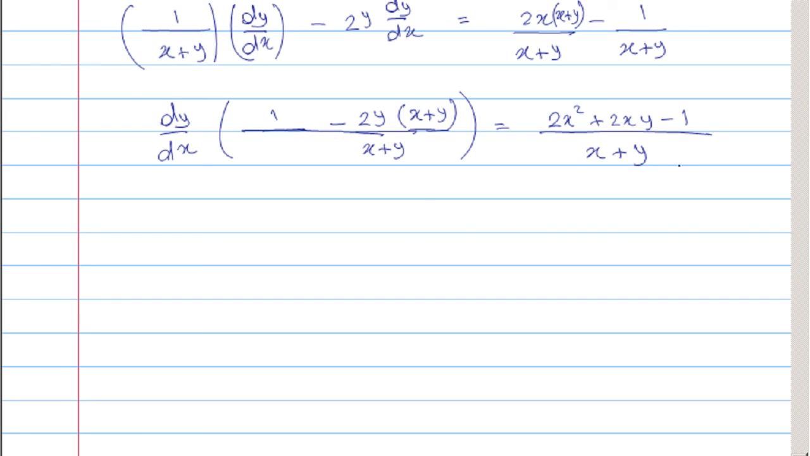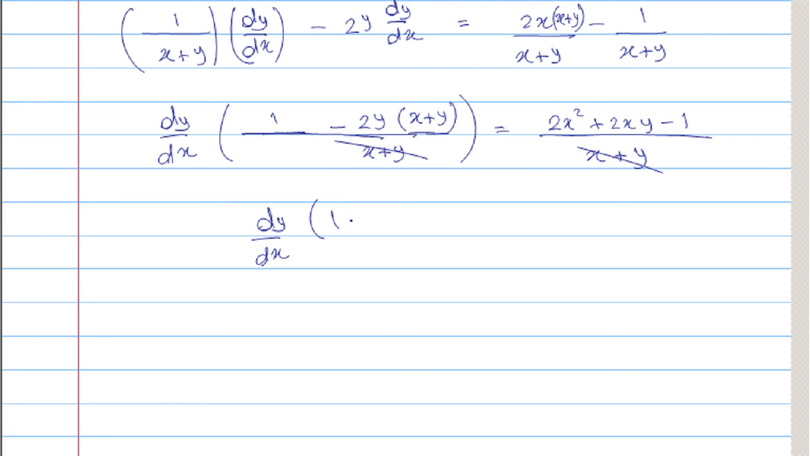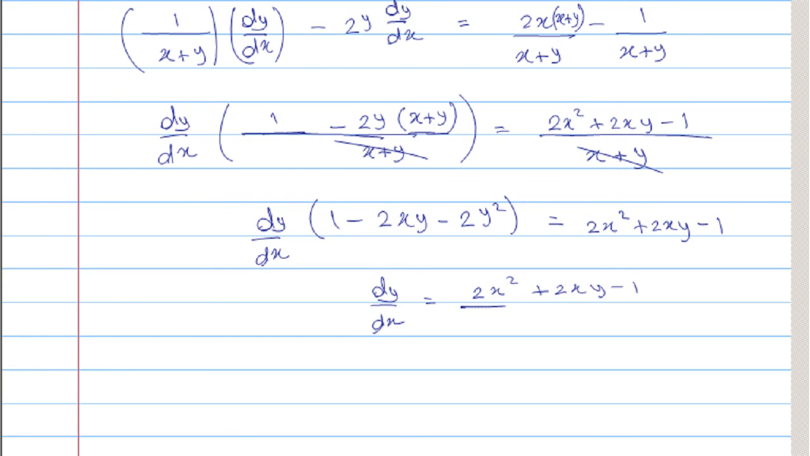But since I have x plus y in the denominators on both sides, I can cancel these two terms out. So this gives me dy over dx times, multiplying this bracket out, 1 minus 2xy minus 2y squared, is equal to 2x squared plus 2xy minus 1. So dy over dx would be equal to, on the numerator, 2x squared plus 2xy minus 1, divided by, bringing this term over to the right hand side, 1 minus 2xy minus 2y squared.